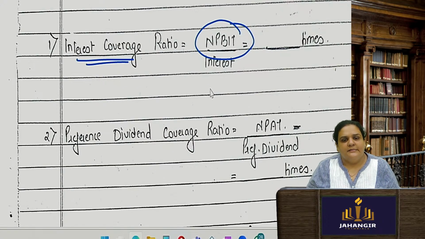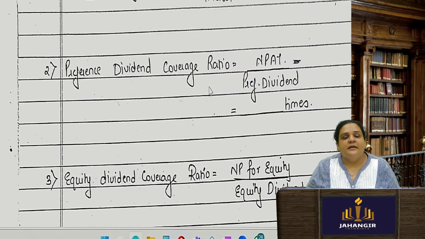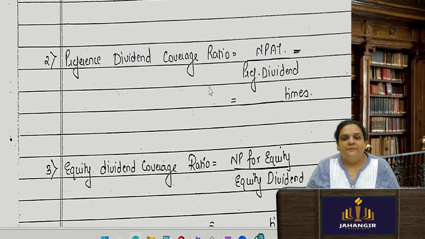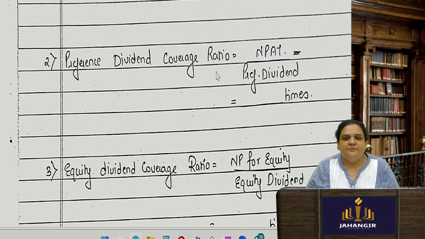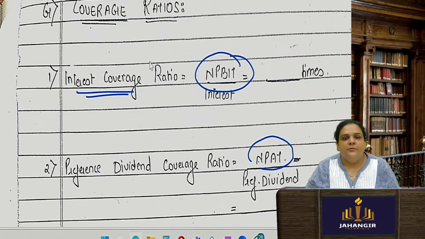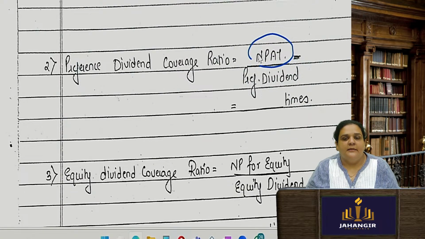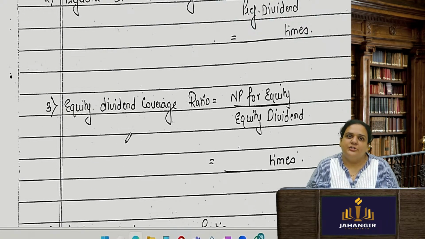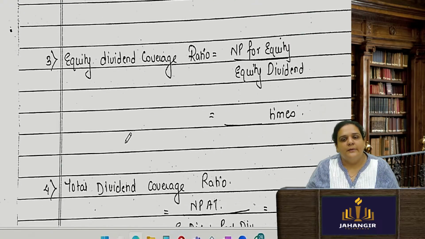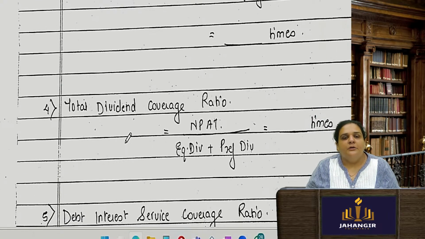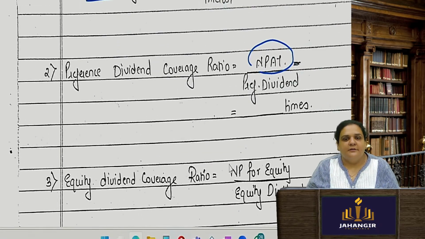NPBIT upon interest. Preference dividend coverage: for preference dividend, you will take the profit just before preference dividend, that is NPAT upon preference dividend. Here you will take the profit just before interest, so NPBIT. Here, NPAT. Equity dividend coverage ratio is net profit for equity upon equity dividend, and total dividend coverage ratio will be net profit after tax upon equity dividend plus preference dividend.